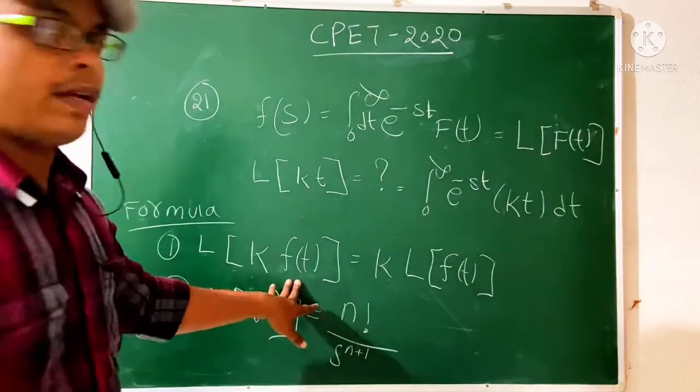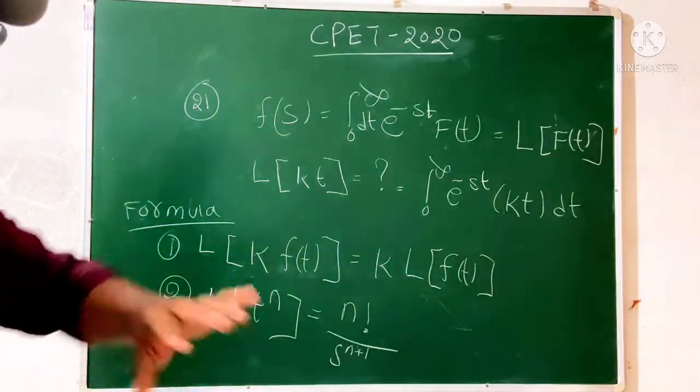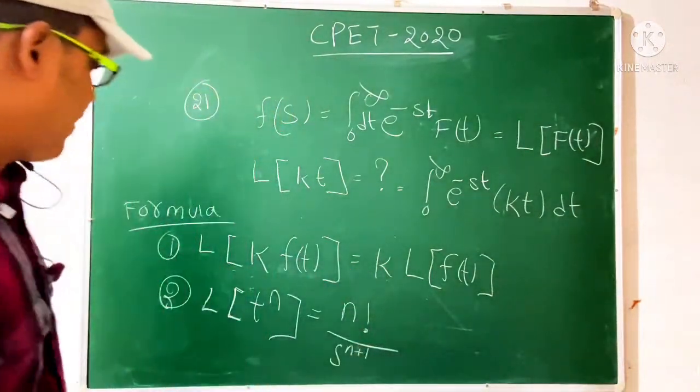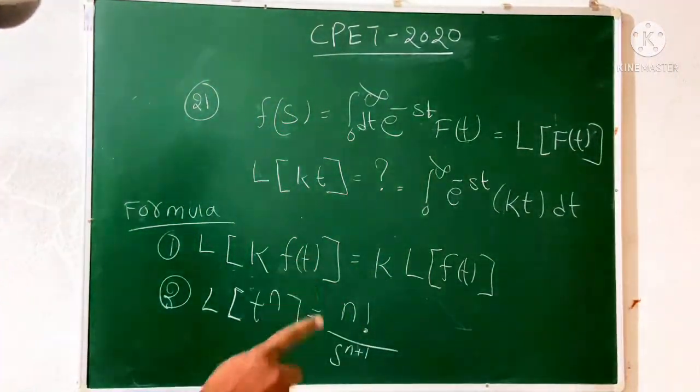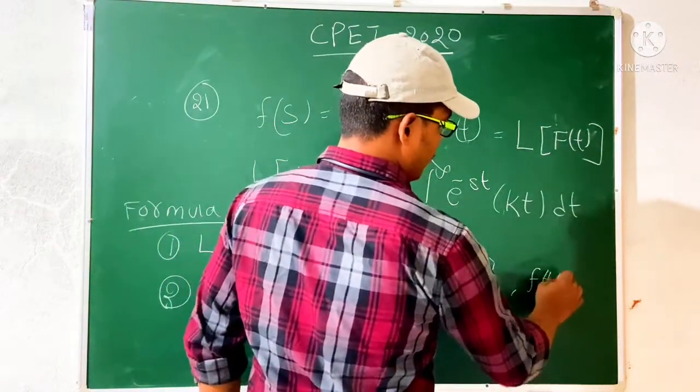So if a constant is multiplied with f of t, then what will be the Laplace transform? Take the k outside, take the constant outside, then this is Laplace transform of f of t. Okay, now remember one more thing. Here f of t should not be equal to 1.